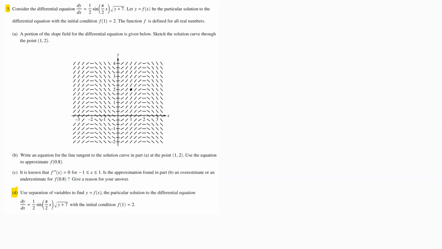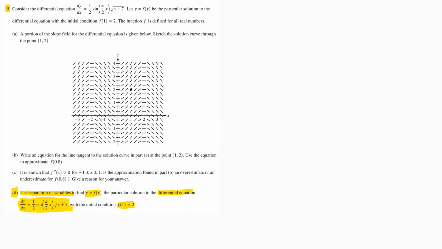I mean, there's the hard part, but they're telling us to use separation of variables to find an equation y equals f of x using the particular solution with the initial condition f of 1 equals 2 and using the differential equation, the derivative that they gave us at the beginning. So this is an initial value problem. This is going to be an antiderivative problem, and we're going to use that specific point (1, 2) to find that plus c value that we always get when we're doing integrals.